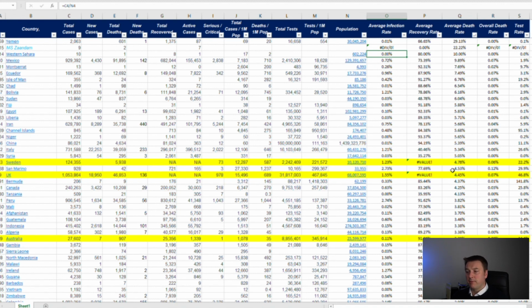And there you look at Australia. So Australia is a lot lower in terms of infection rate, but it's higher than other countries in terms of death rate. So even though they locked down, there's something in the population there where the death rate was higher. So that's the other point.